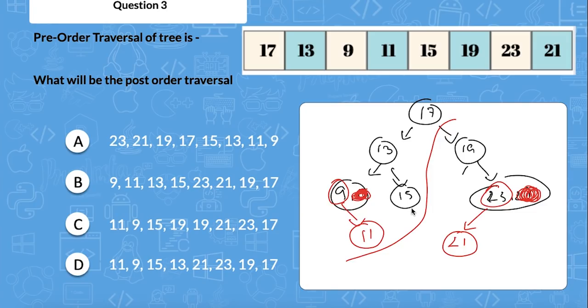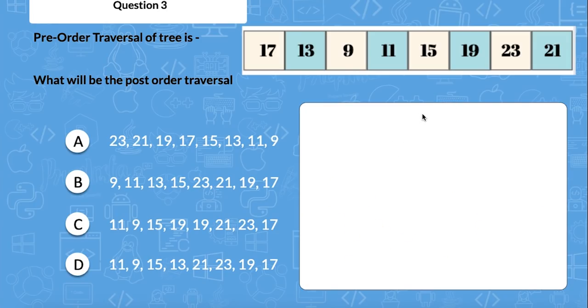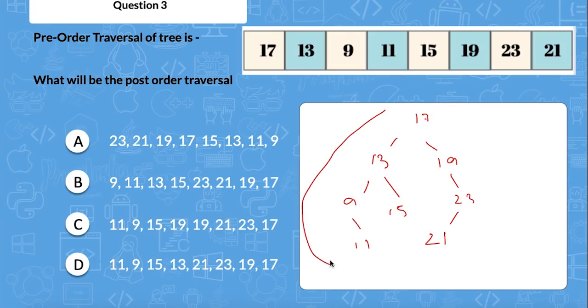Now what we do for post order traversal is, so let me just print it finally in a clearer format. So we have 17, 13, then we have 19, then we have 9, then we have 15, and then we have 11, and then we have 23, and then we have 21. So post order traversal, what we do, we first go to the lowest node on the left hand side. So the lowest node on the left hand side is 11. Okay, so first we print this 11.